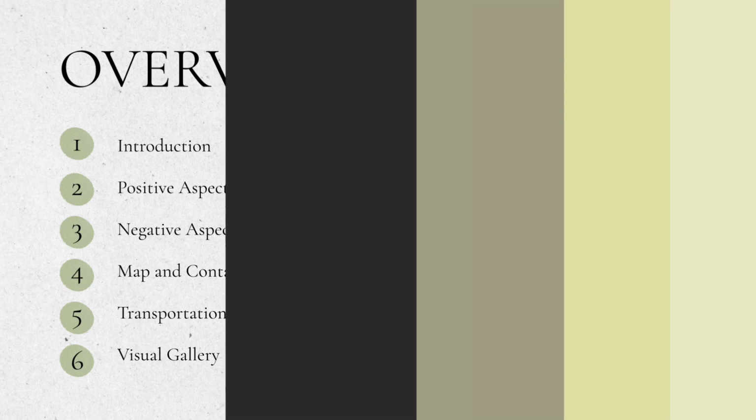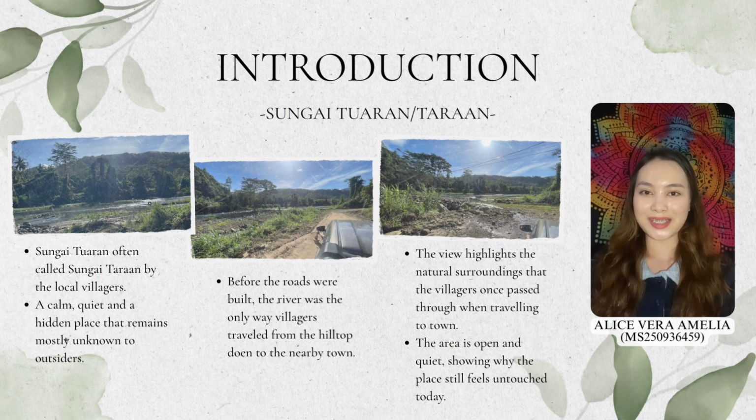Thank you. First of all, I would like to introduce you to Sungai Tuaran, which is often referred to as Sungai Taraan by the local villagers. It is a calm and quiet river tucked away in a hidden area that remains mostly unknown to outsiders. This peaceful environment gives the river a sense of serenity and natural beauty that is truly unique.